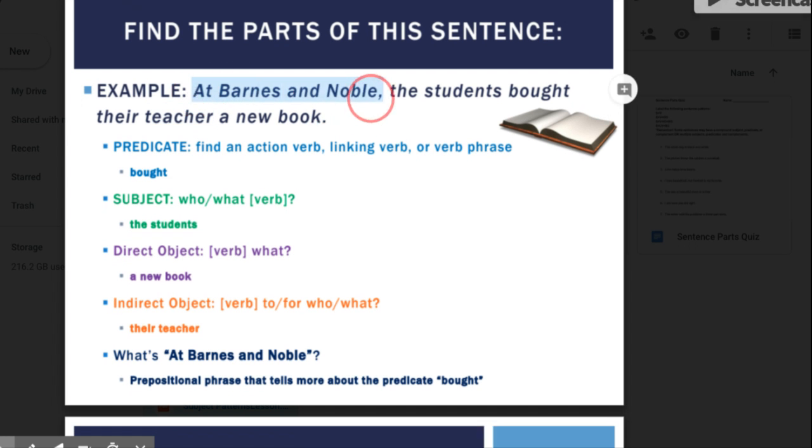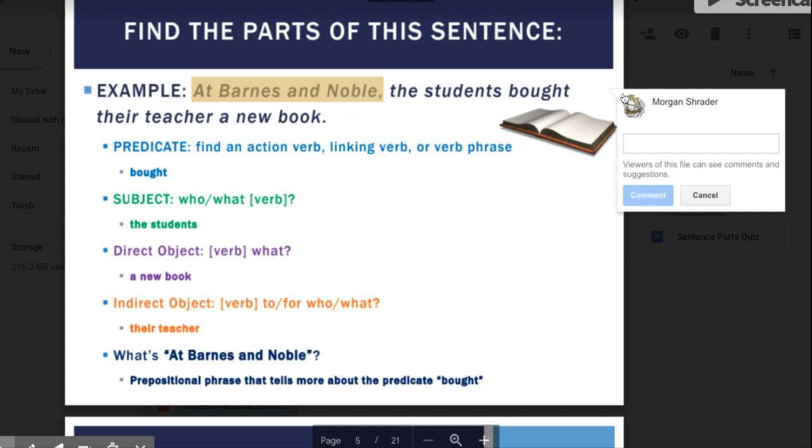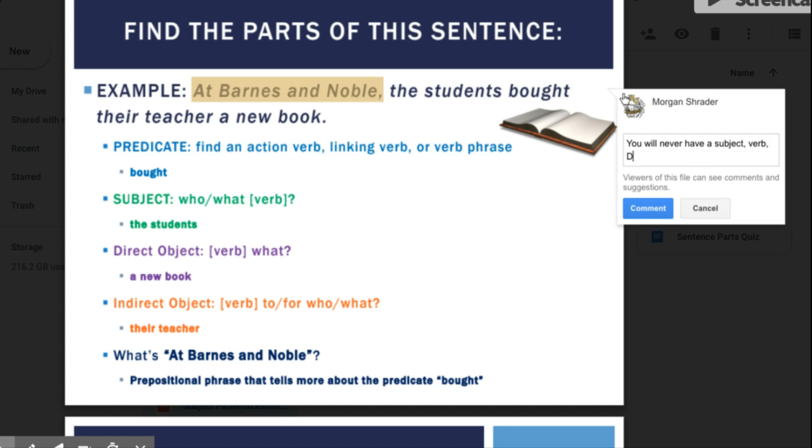Now wait, what's this phrase up here? At Barnes & Noble. This is a prepositional phrase. We don't have to worry about them when we're looking at sentence parts because you're never going to have a subject or a verb or a direct object in a prepositional phrase. That's really important to understand, so let's make a note. You will never have a subject, verb, direct object, or indirect object in a prepositional phrase. Make sure you understand that so it's easier to find these pieces, because if you find those prepositional phrases, you can cross them out and it'll make it easier to find the rest.